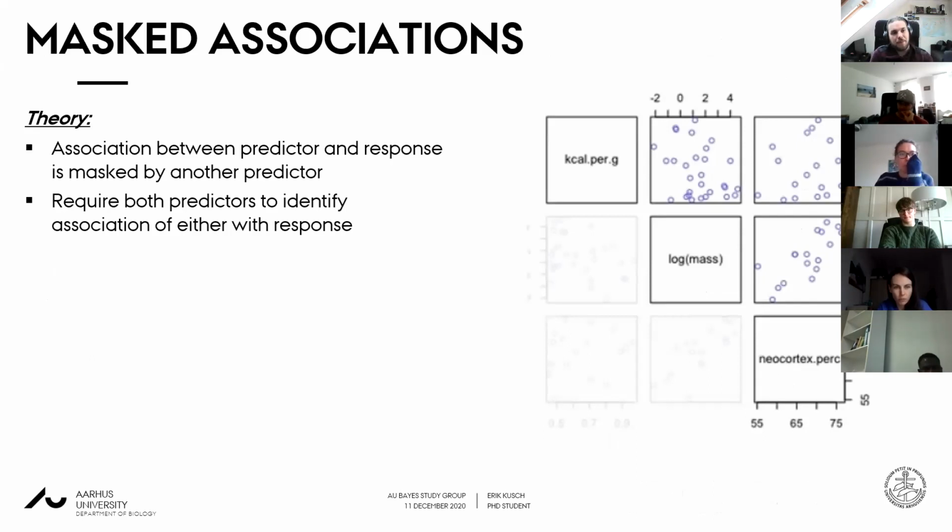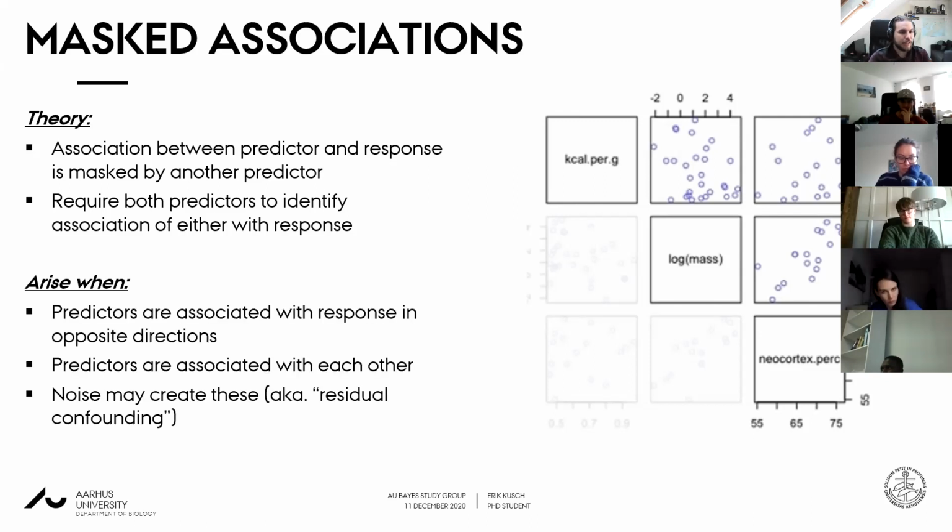So to identify these masked associations, we require both predictors to identify the association of either. And this is usually because these predictors are associated with the response in opposite directions, then cancel each other out, and are associated with one another themselves.